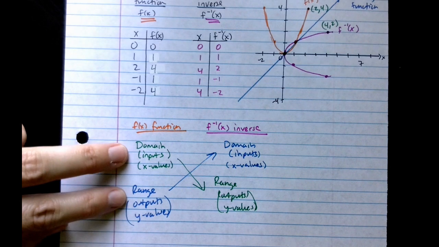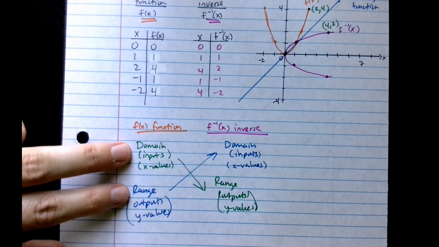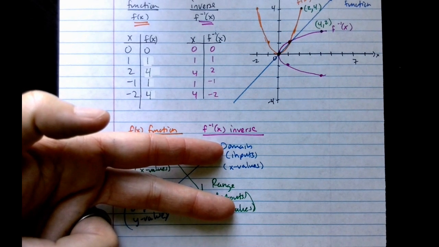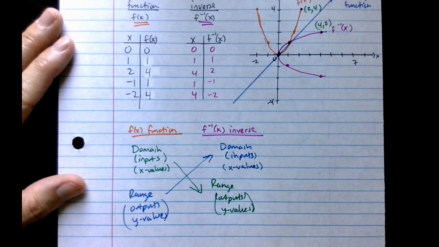So, just to recap, when you take an ordered pair on the function, just switch them, they become the ordered pair on its inverse.